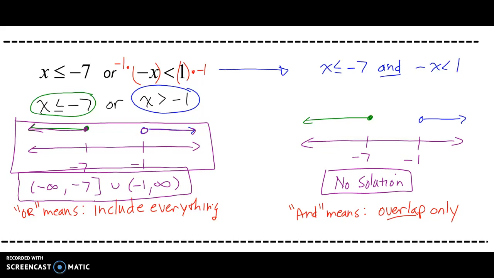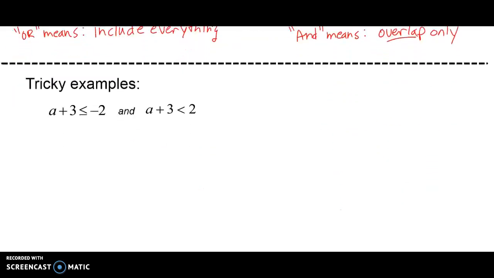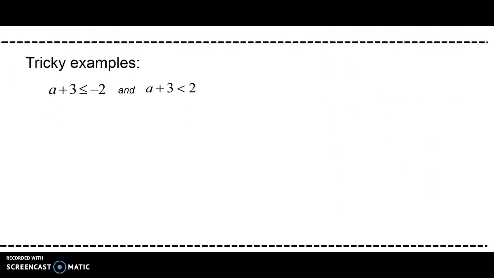Now we need to take a look at tricky cases. I've shown you basically what the word or means and basically what the word and means. But it turns out that even if you understand what those words mean, there's still some pretty tricky situations to look at. So here's an example. And again, the way you begin is fairly straightforward. Just solve each inequality the normal way.